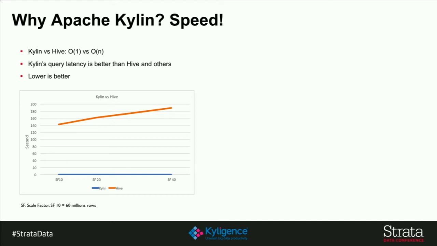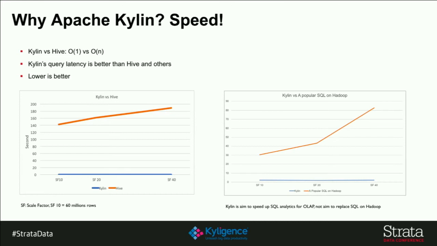Okay, if comparing to Hive is unfair, how about comparing to one popular SQL on Hadoop engine? Actually, we ran this just before this session. I do not want to put the name here. You can see this SF, we call it the scale factor. 10 means about 60 million rows. So you can see, no matter how much data we have, we still keep second latency. Yeah, we do the calculation in advance. So that is unfair, right? But for our analysts, that is the most important thing.